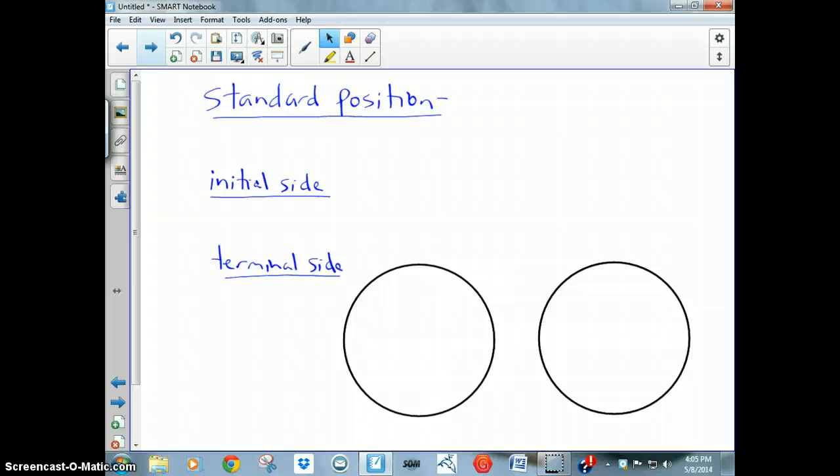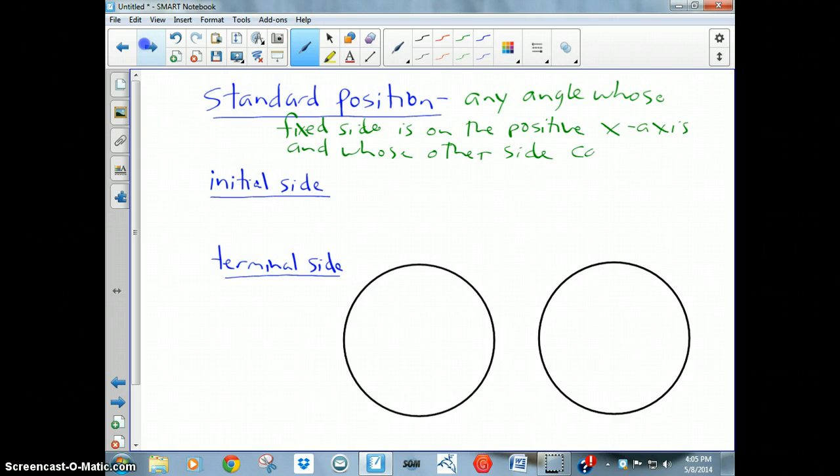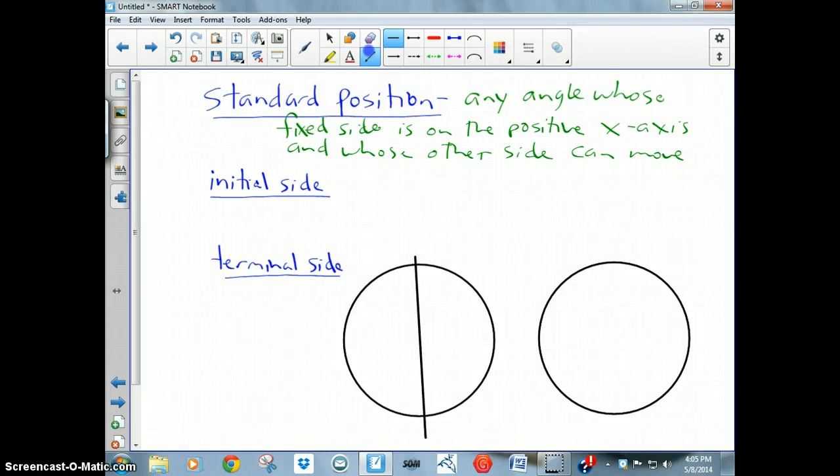Now we're going to talk about angles that are in standard position. Standard position is any angle whose fixed side is on the positive x-axis and whose other side can move. All right, so what am I talking about? Well, again, I'm going to try and draw some straight lines on this first circle. There's my y-axis, and this would be my x-axis, let's say.